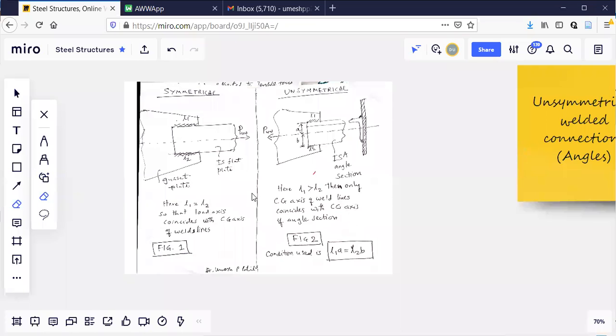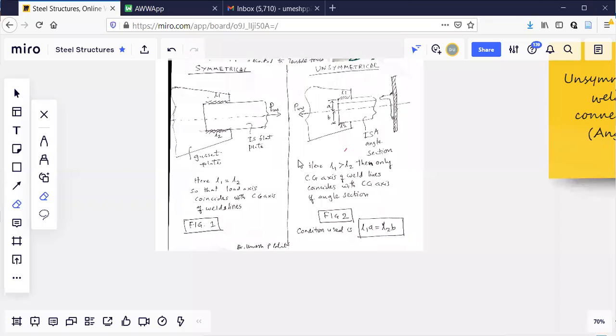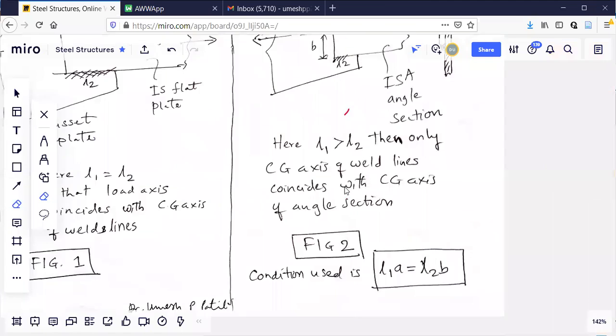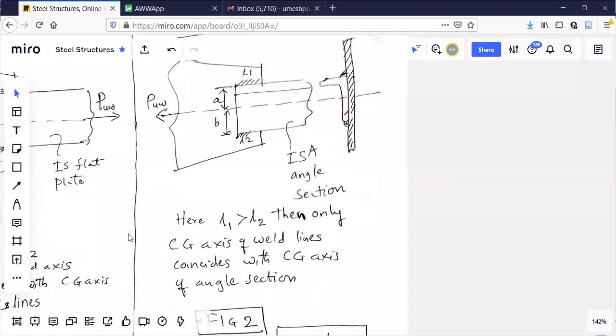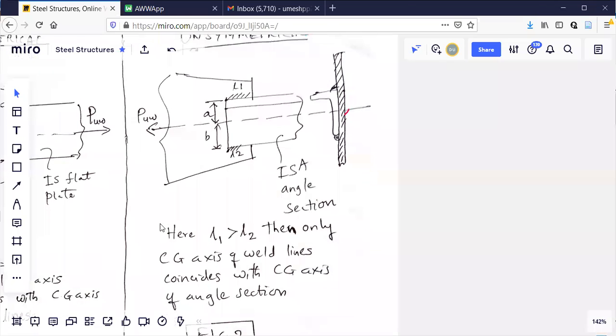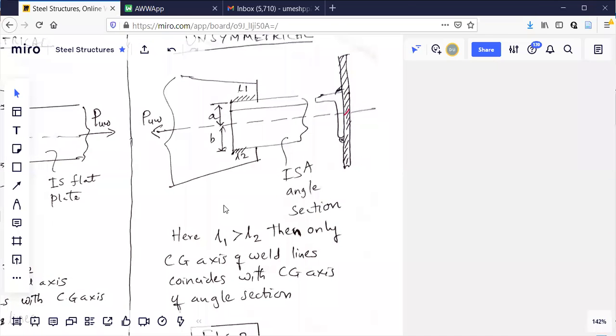Little bit net has become slow here. Okay. Can you see this diagram? Figure 2, unsymmetrical weld. Are you able to see this one? All of you can see this one, unsymmetrical weld. Yes, sir. Okay.